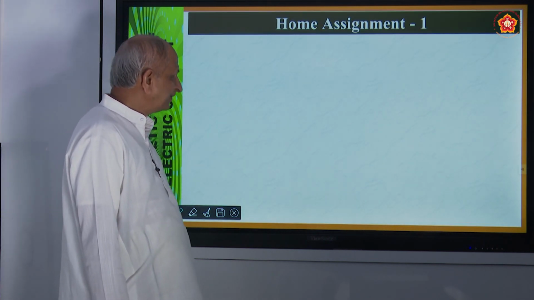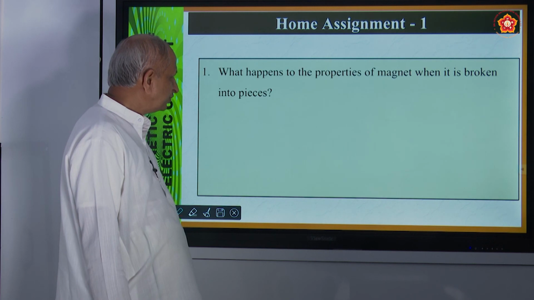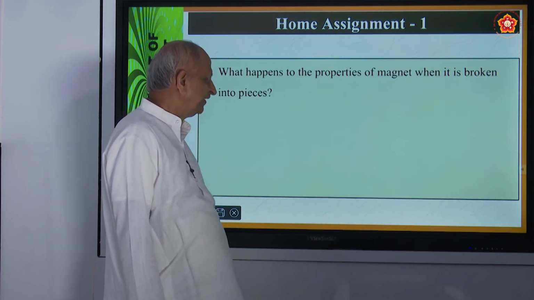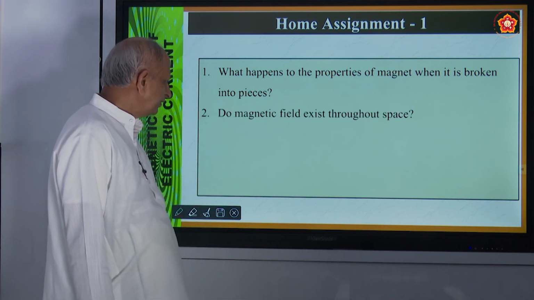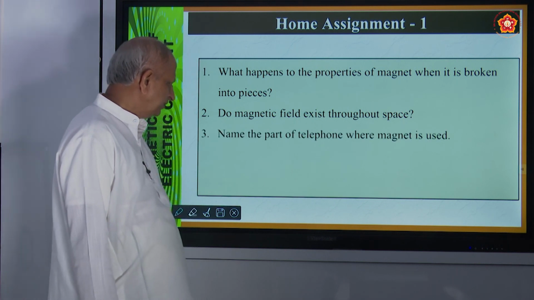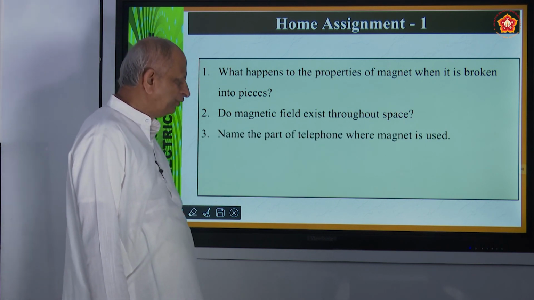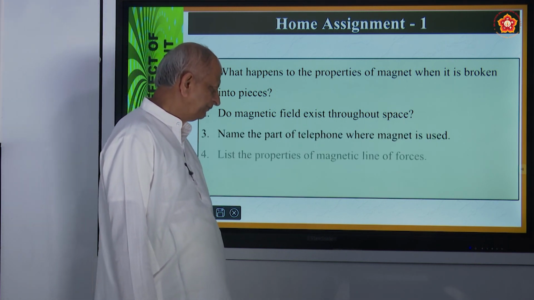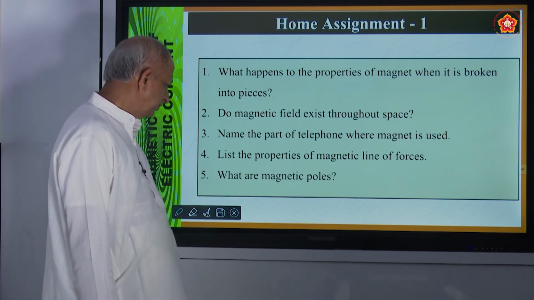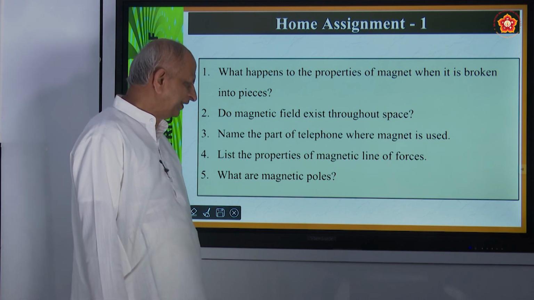Now coming to the home assignment. First question, what happens to the properties of a magnet when it is broken into pieces? Second, does the magnetic field exist throughout the space? Third question, name the part of the telephone where a magnet is used. Fourth, list the properties of magnetic lines of force. Fifth, what are magnetic poles?